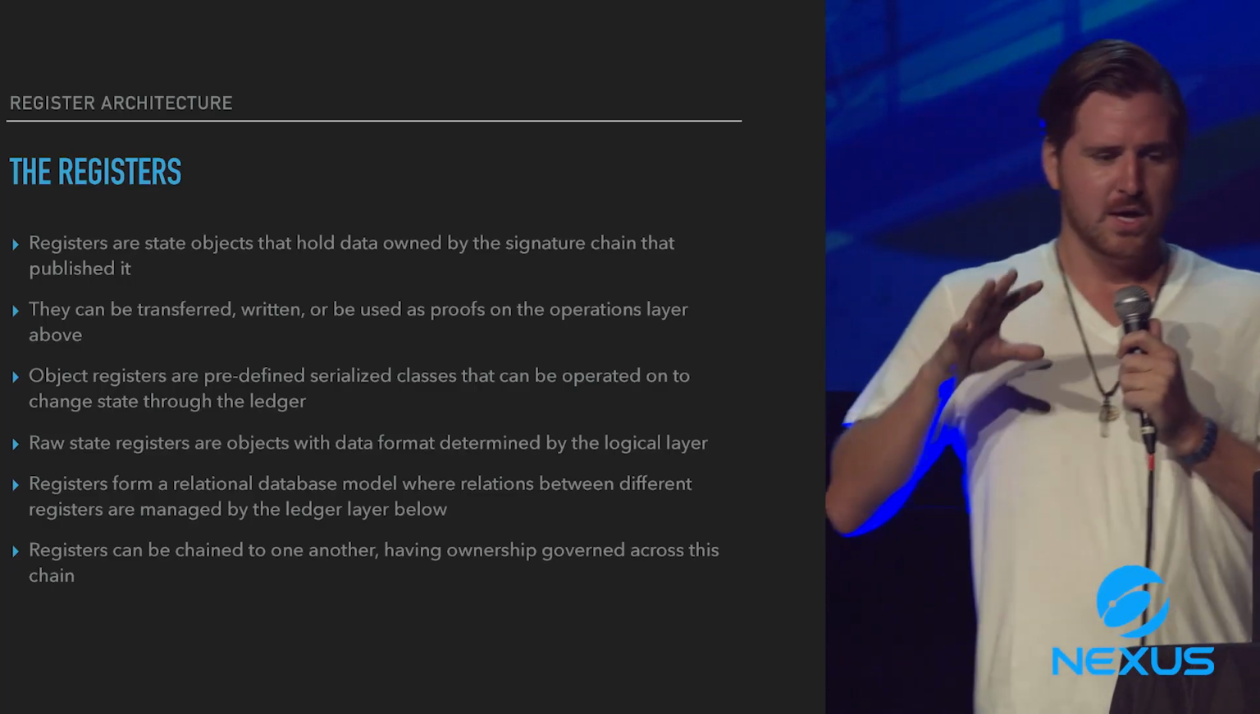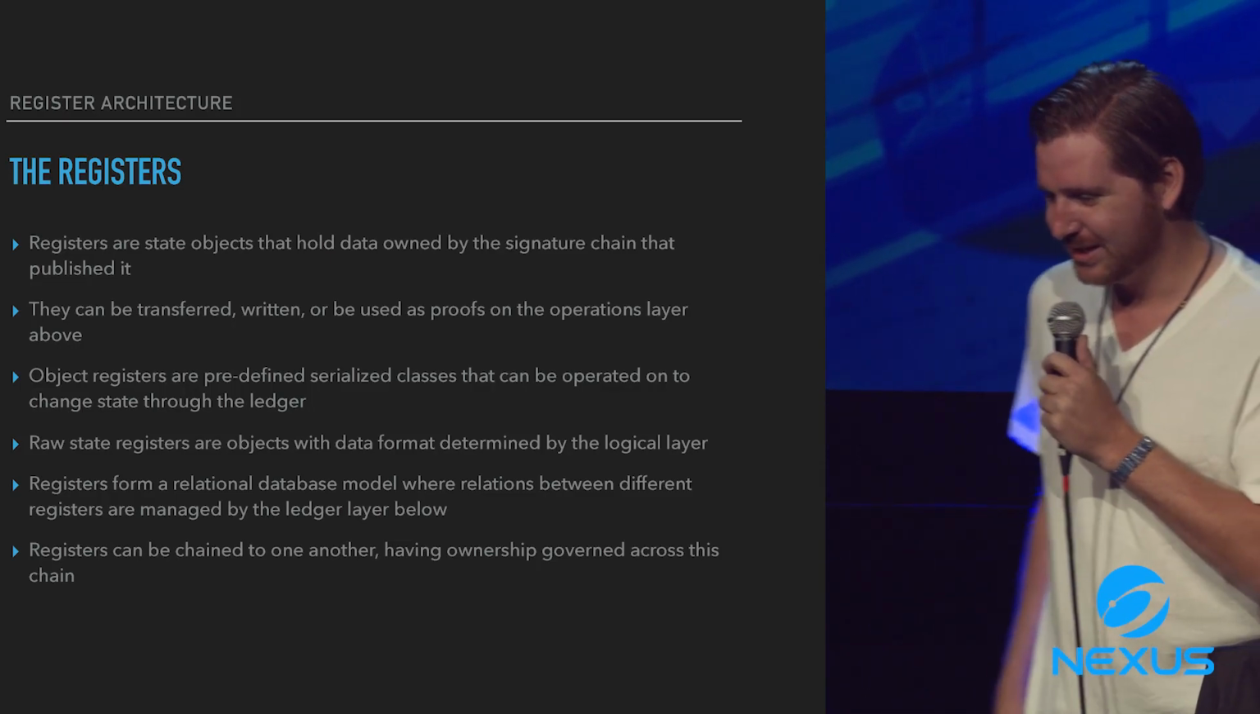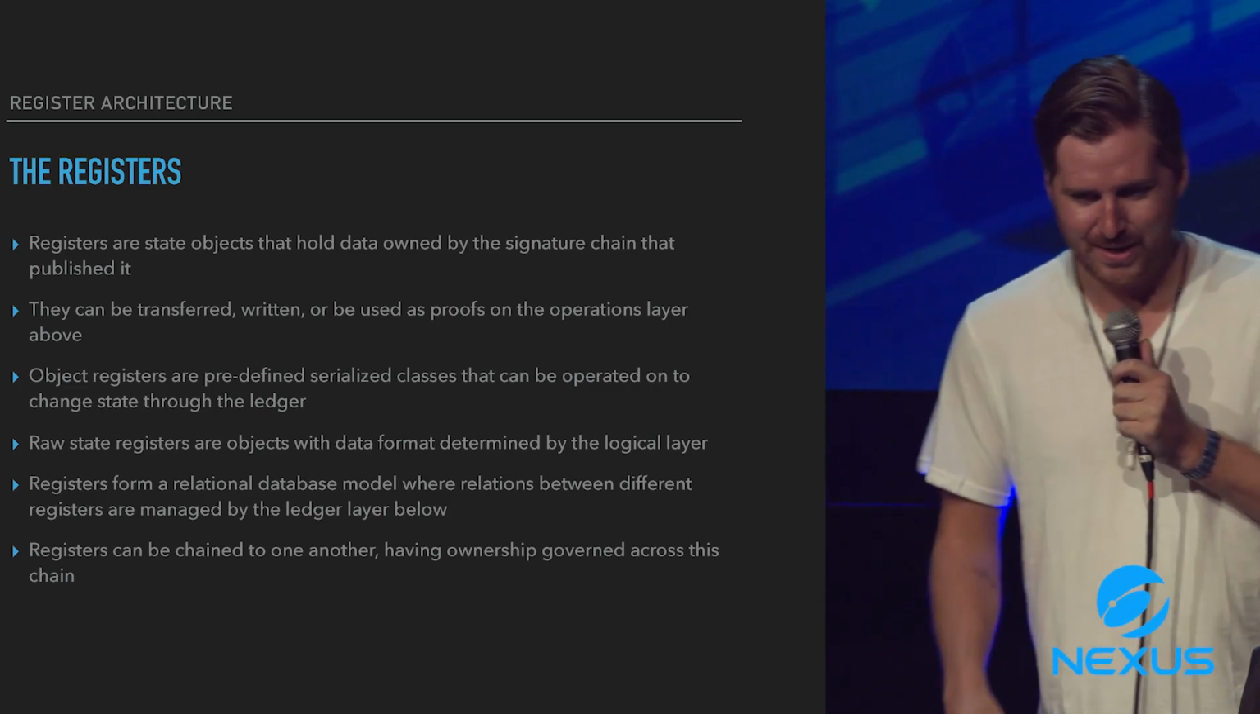Now, this is the really fun part, because some of you developers will understand what I mean: registers form a relational database model. But the cool thing about it is the relations are managed by the ledger. So I create a relation with somebody else's register, and some other register, and some other register. This register holds state of a certain number of tokens that can be used as a proof of ownership in another register if that token owns that register. That's a mouthful, I know, but what I mean is that there's relations between all this data, and the relations between all this data is managed through the ledger and through the cryptographic proofs.